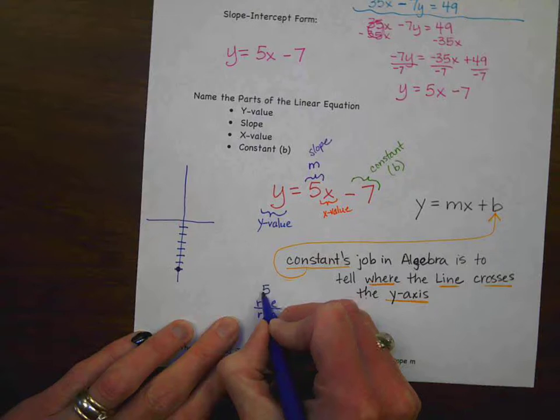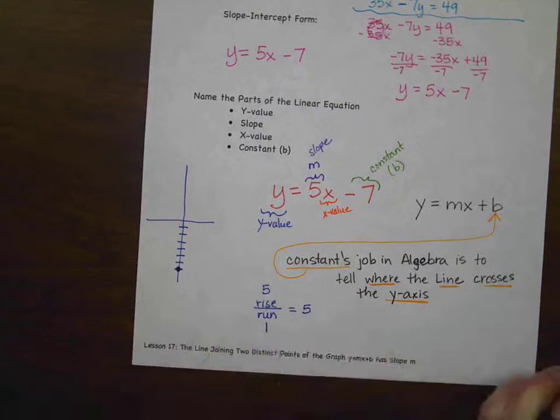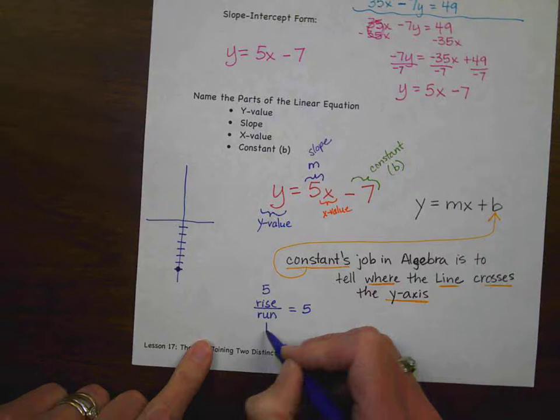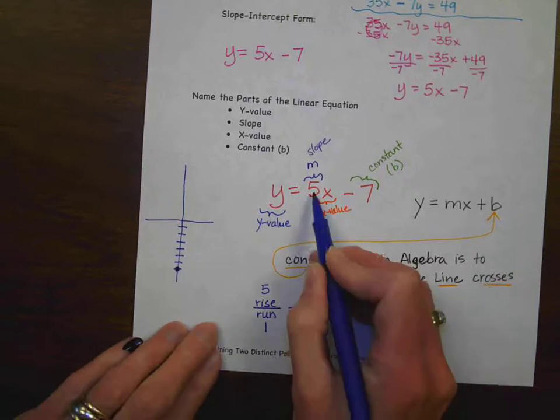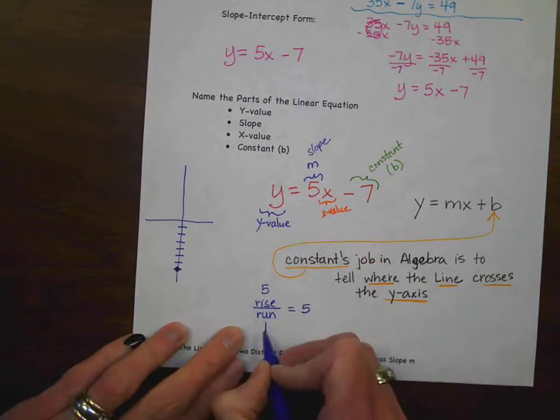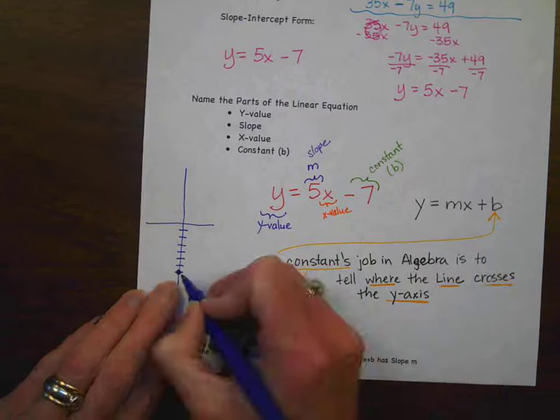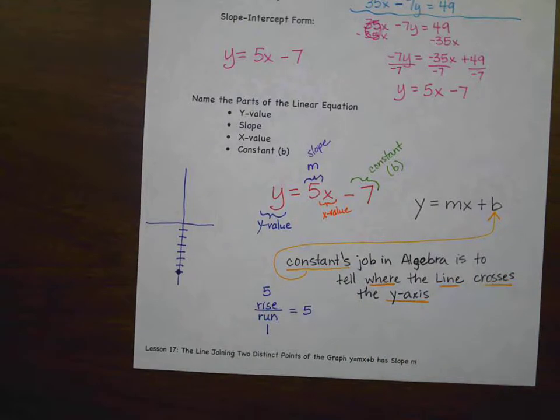Well, how I know I got it is that I rose 5 and I ran 1. That's how I get it, because 5 divided by 1 is 5. So if you have a slope of 5, that means you're going to rise 5, run 1. So what that means is I go up 5, and I'm changing the color because I want you to see this change.